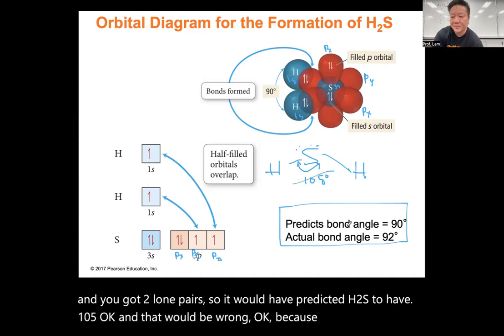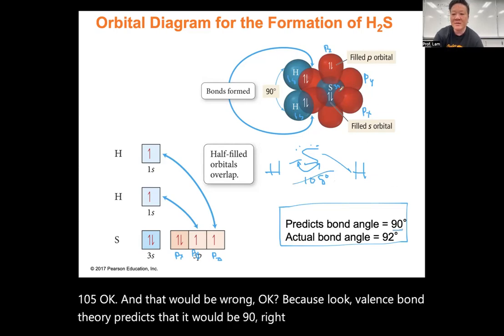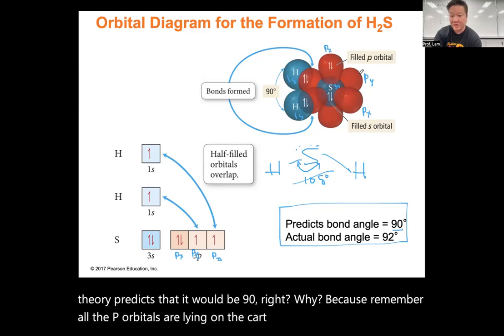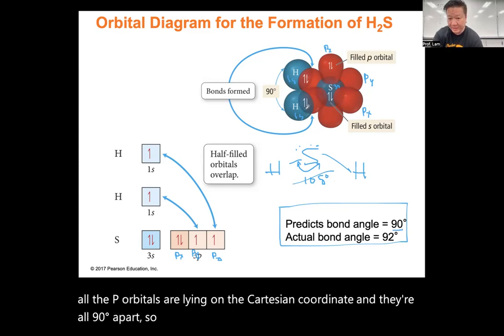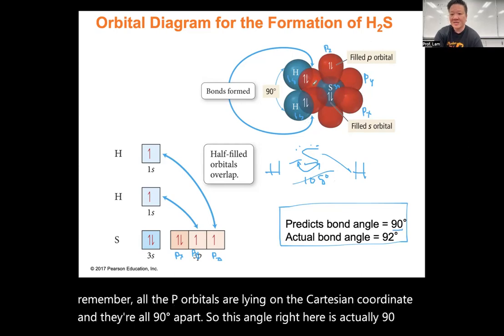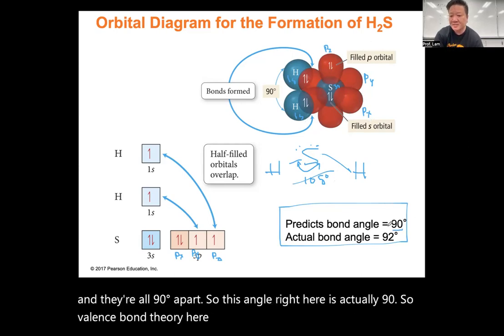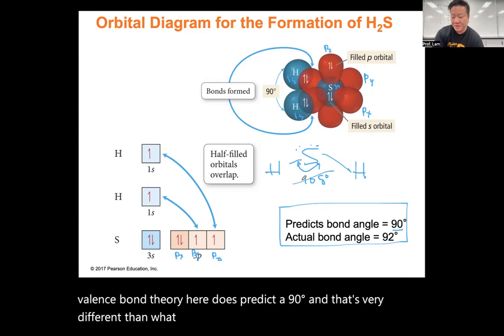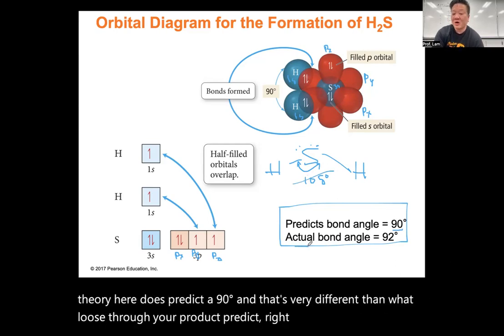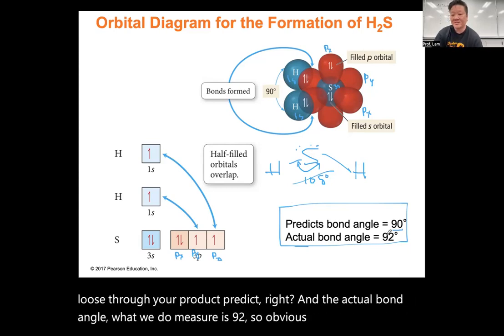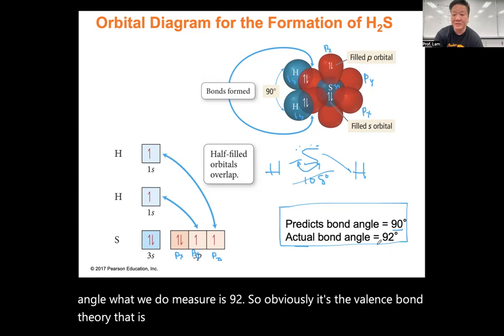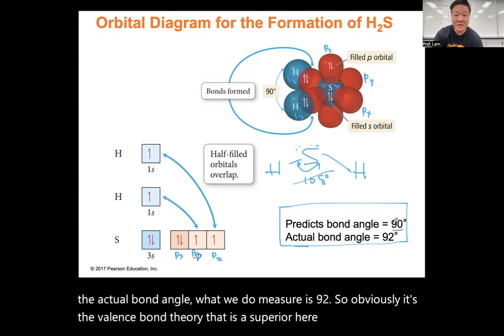Because look, valence bond theory predicts that it would be 90. Why? Because remember, all the p orbitals are lying on the Cartesian coordinate and they're all 90 degrees apart. So this angle right here is actually 90. So valence bond theory does predict 90 degrees, and that's very different than what Lewis theory would predict. And the actual bond angle, what we do measure, is 92. So obviously it's valence bond theory that is superior here in predicting bond angles.